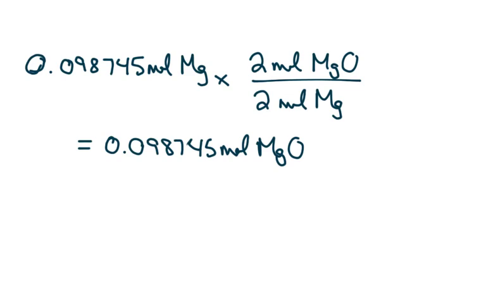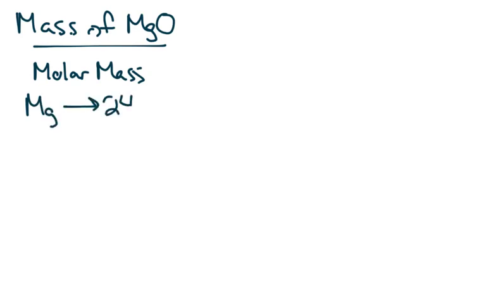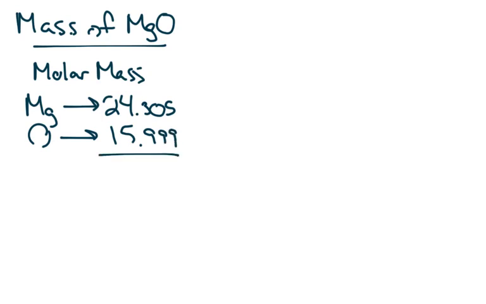Now that we know how many moles of magnesium oxide, we can find the mass of magnesium oxide. To do that, we need its molar mass. So we have a single magnesium weighing 24.305, a single oxygen weighing 15.999. For the molar mass of magnesium oxide, add those together: 40.304 grams per mole.